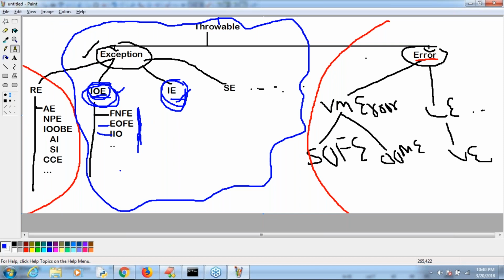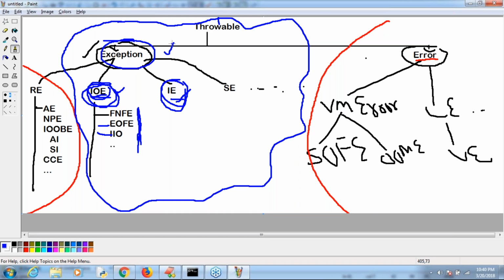Remember that. Next, can you please tell, is Exception fully checked or partially checked? Exception is checked only. It is already checked because it is in the blue color. Is it fully checked or partially checked? Please respond, each and every person. Yes, this one is partially checked.